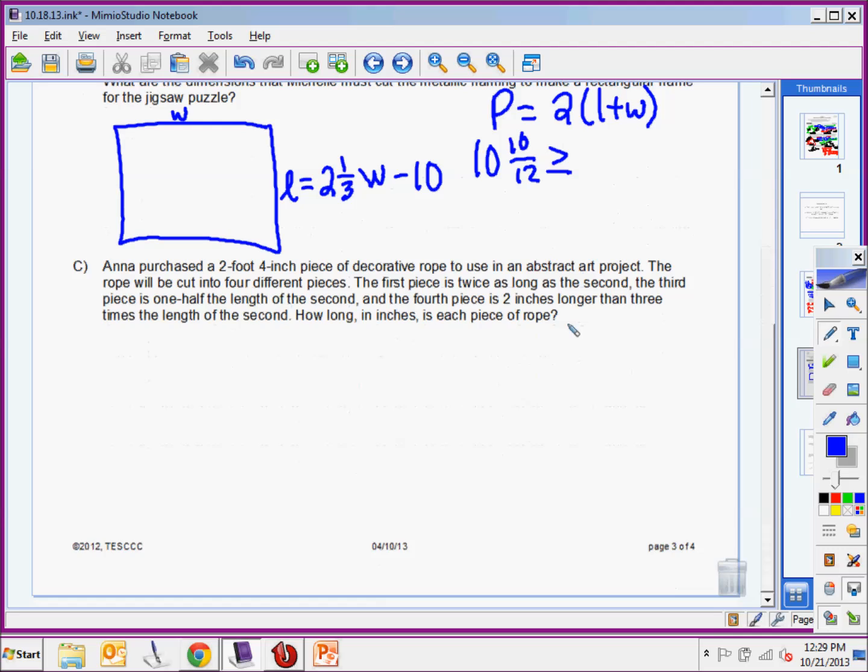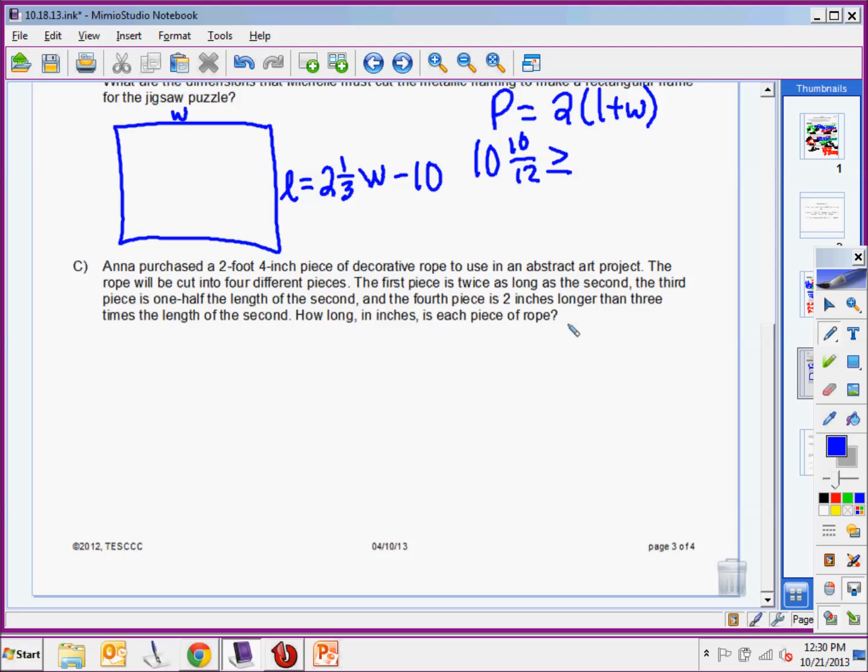Alright. Okay? So you have your length and your width, it's given to you. You just plug them in and solve for width, and then you'll find out what your real length is. Alright? Anna purchased a 2 foot 4 inch piece of decorative rope to use in an abstract art project.